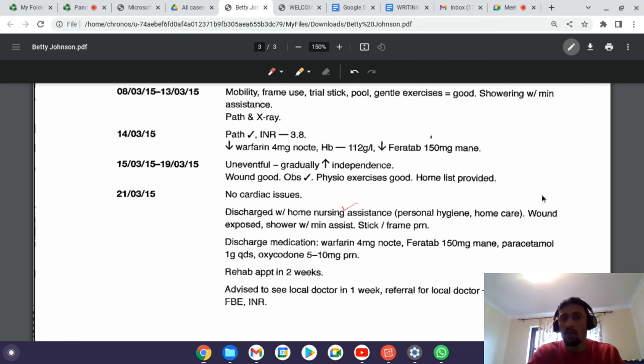Okay. 1. Wound exposed. Shower with minimum assistance. Stick or frame PRN. Okay. So that's two things. One is that one, and stick and frame is also important. Discharge medication. Warfarin 4 milligram. Ferritab 150 milligram. Paracetamol 1 gram QDS. Oxycodone 5 to 10 milligram PRN. Okay. Rehab appointment in 2 weeks time.